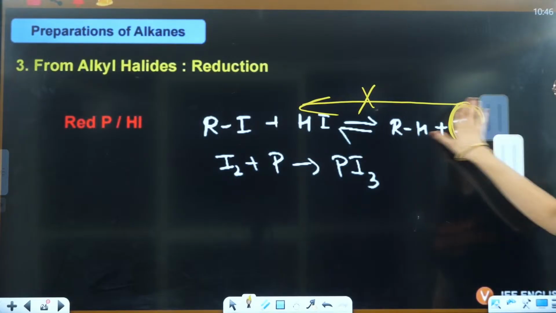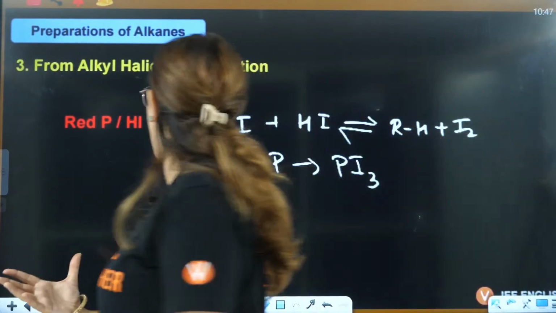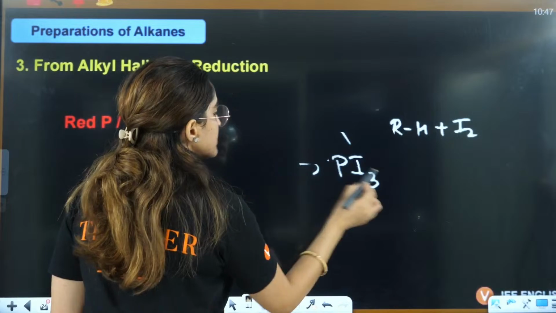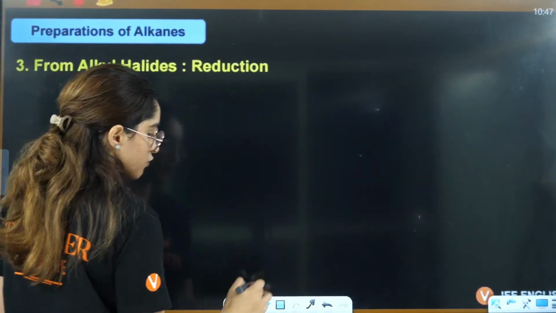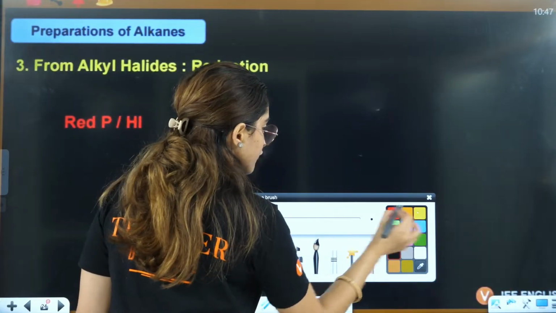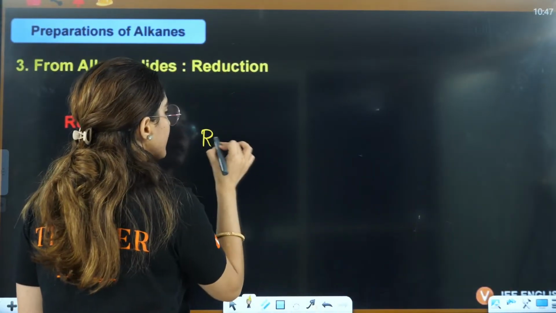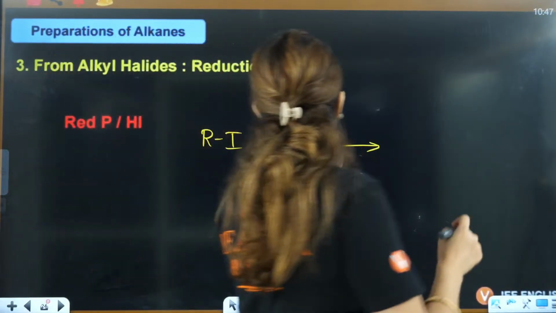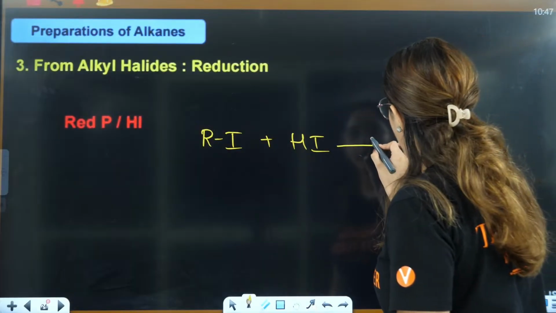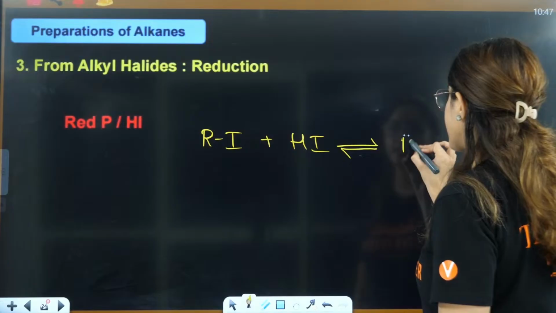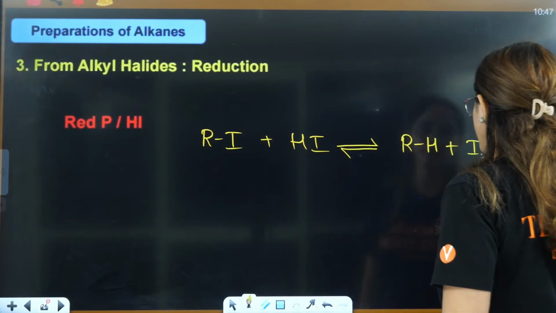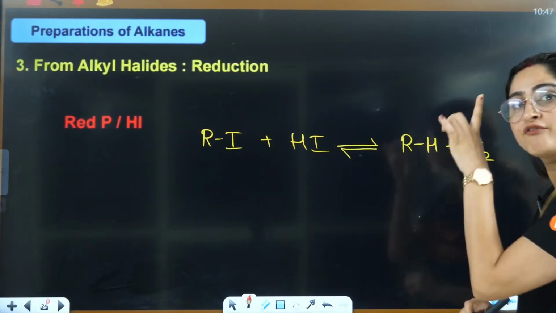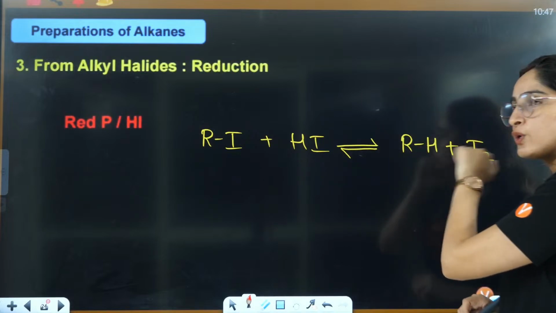What we know, guys, is that the reaction of RI with HI is a reversible reaction. It will go forward here, and after that, the reverse reaction will take place. Here you will have RH plus I2. This will be formed. This is a reducing agent. If you are not using red phosphorus, then this reaction is going to reverse.